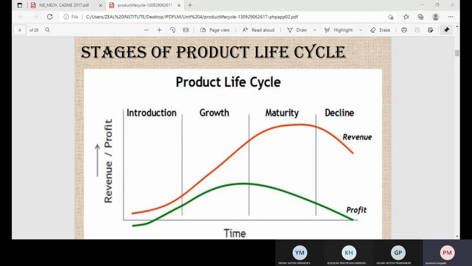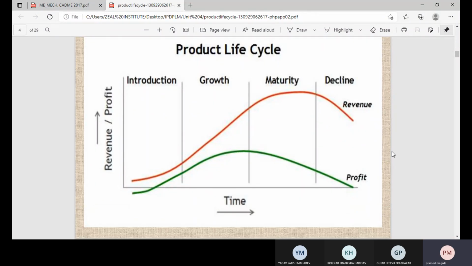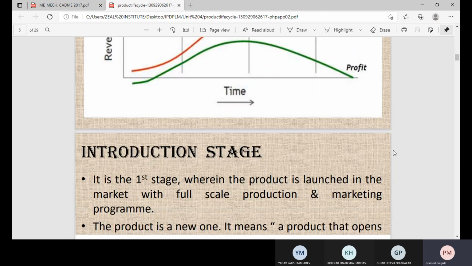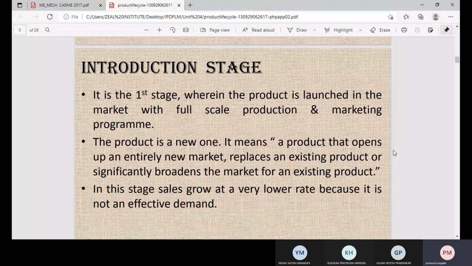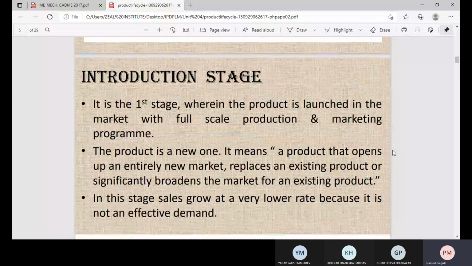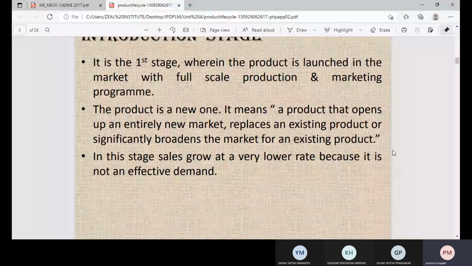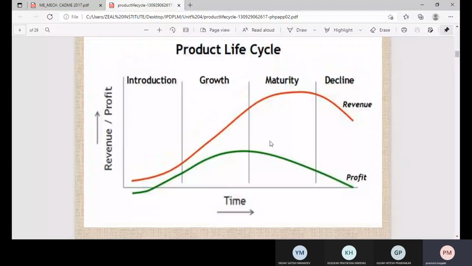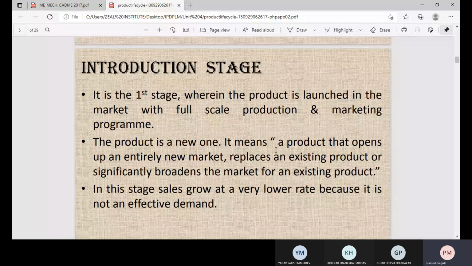Okay, so we will move ahead to this lifespan, in between revenue or profit to time. Now here, one by one explanation is there. Same explanation which I told you, I just read because it is mentioned in different words. You can see the first stage is introduction, this one phase. What happened in this stage? The first stage wherein the product is launched in the market with full scale production and marketing program.